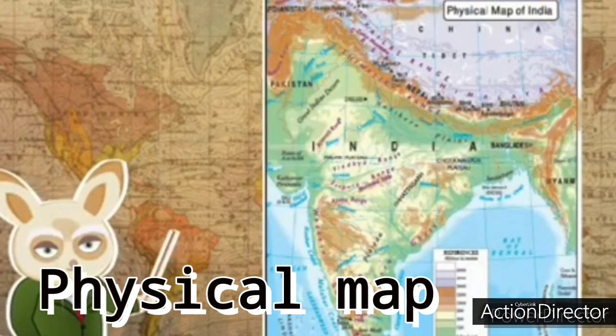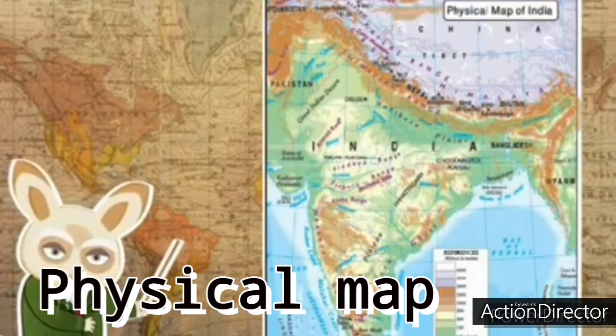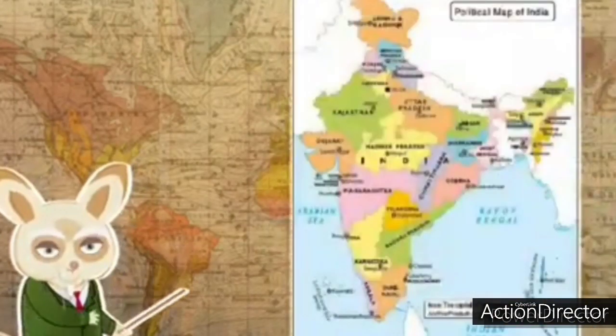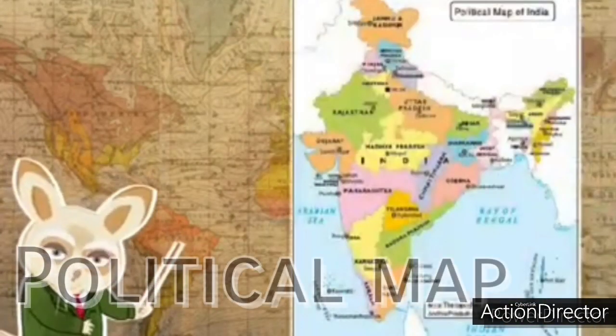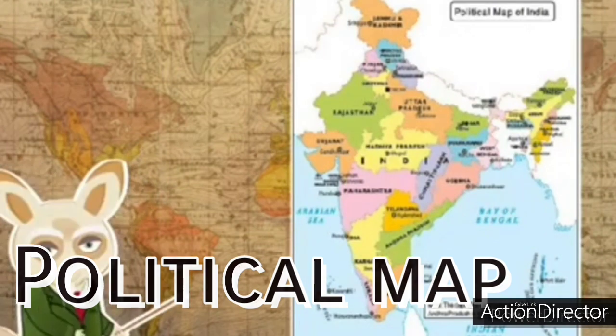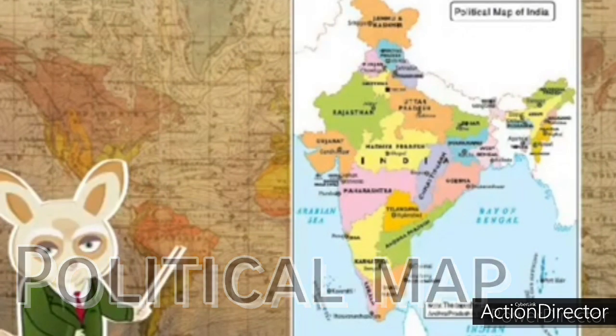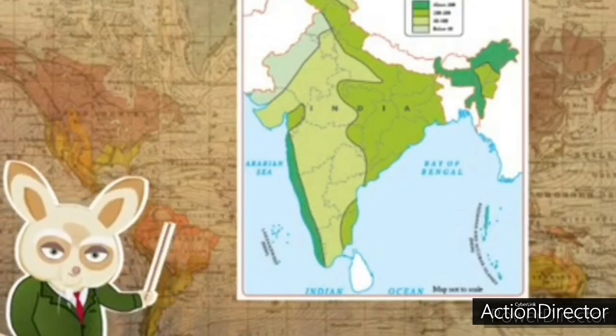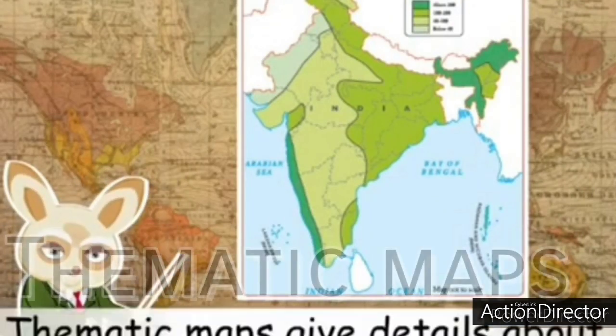Next, the political map. This map shows the political divisions both on land and water. These include international water and country borders, countries, their capitals, etc. If it's a detailed map, we can see the state capitals, the districts, other towns and villages, etc.